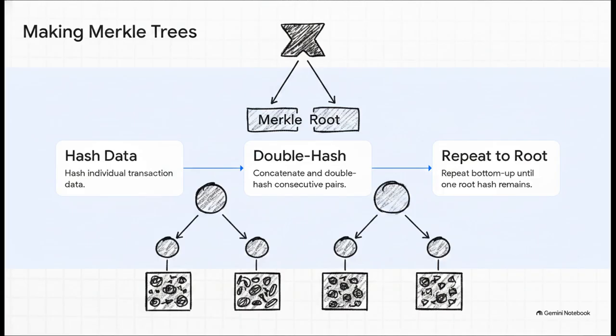Step 1, you take individual transaction data and cryptographically hash it. Step 2, you take consecutive pairs of those hashes, concatenate them, and double hash them together. Step 3, you simply repeat this bottom up over and over again until you are left with just one single hash at the very top. And that final hash, that is your Merkle root.